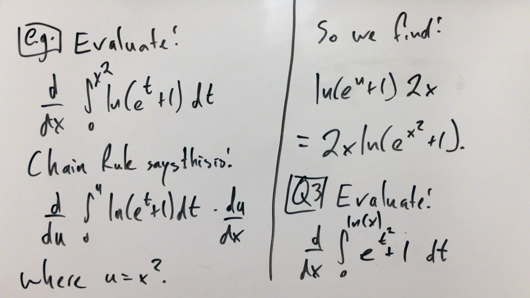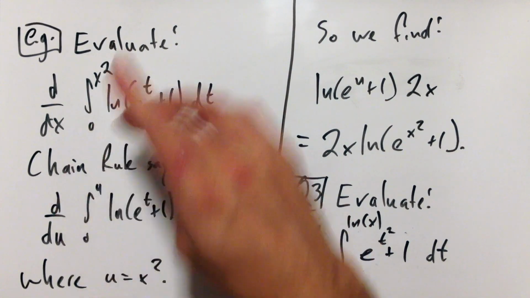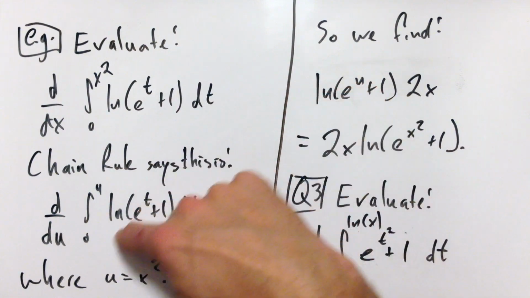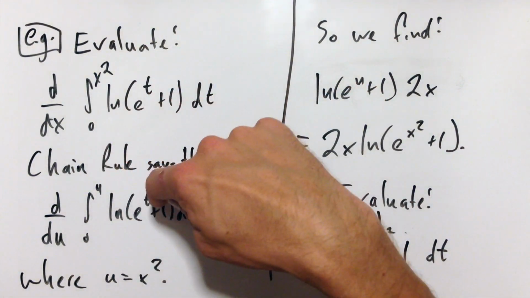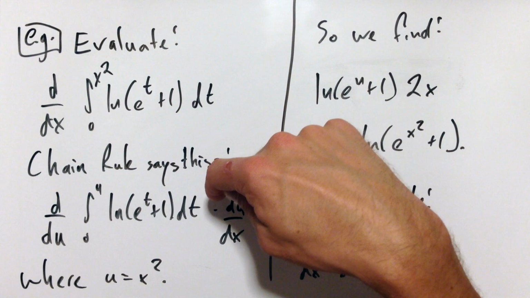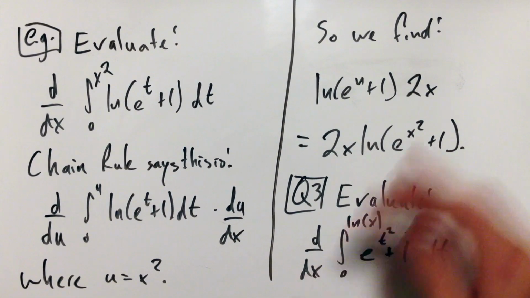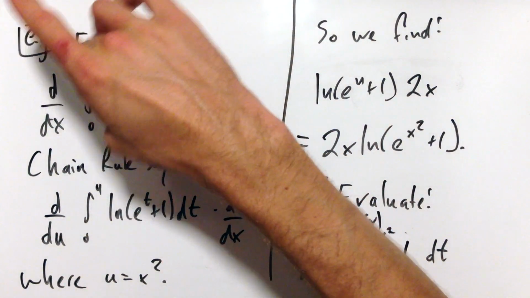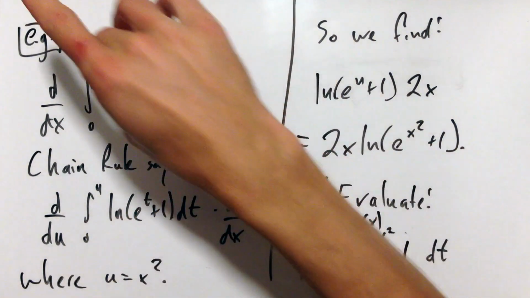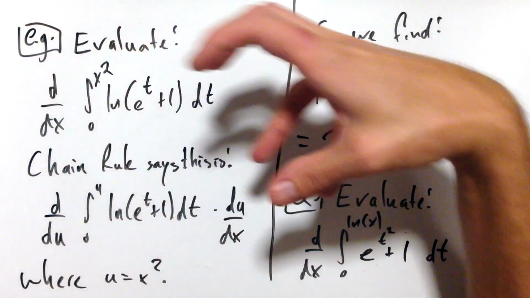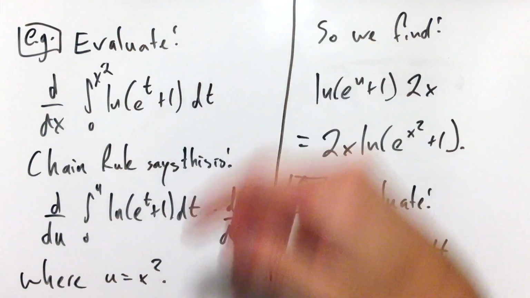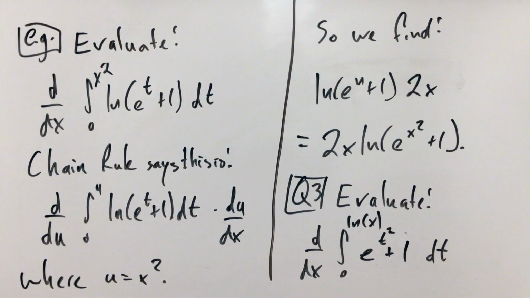So the chain rule says, well, let's replace this inner function x squared with the expression u, and then this is equal to the derivative with respect to u of the integral from 0 to u of log of e to the t plus 1 dt times du dx, where u is x squared. Okay. So now our inside function here is really x squared because it's appearing inside of this limit of integration. The outside function is this cumulative area function type thing.